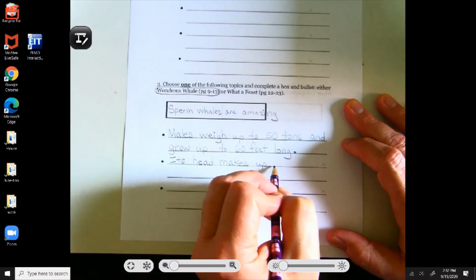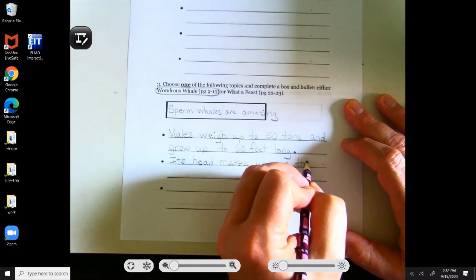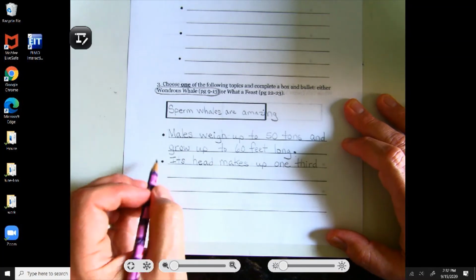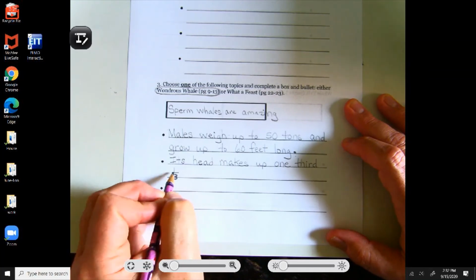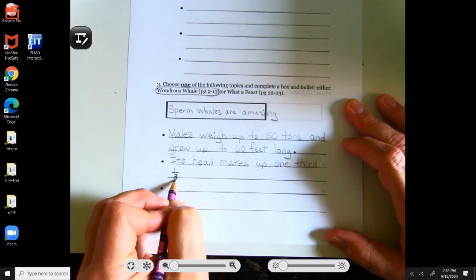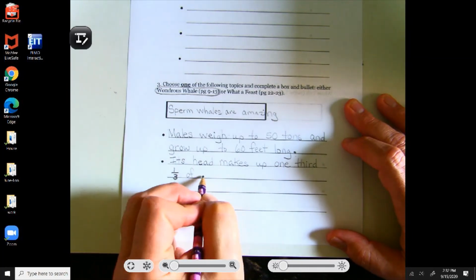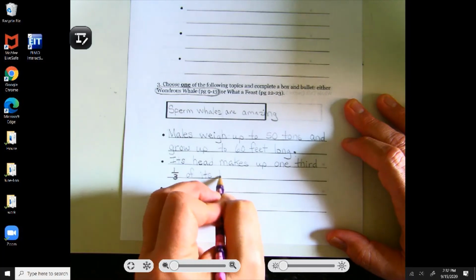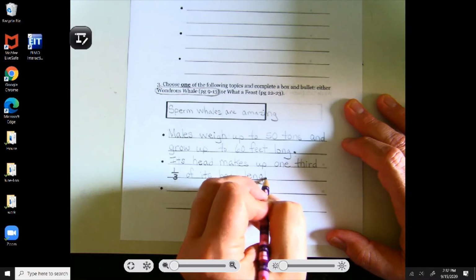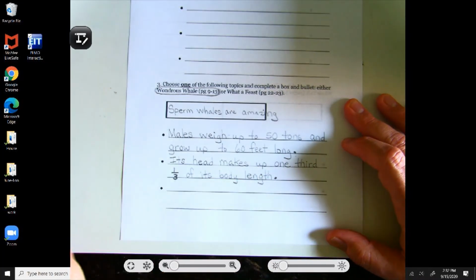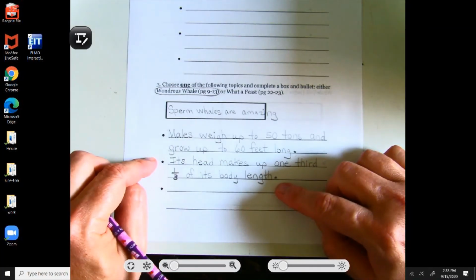makes up 1/3. If you want to write that as a fraction, scholars, it looks like this. A 1 and a 3. 1/3 of its body length. And then again, I made sure to put a period. So I capitalized my I, and I put a period showing I have a complete sentence.